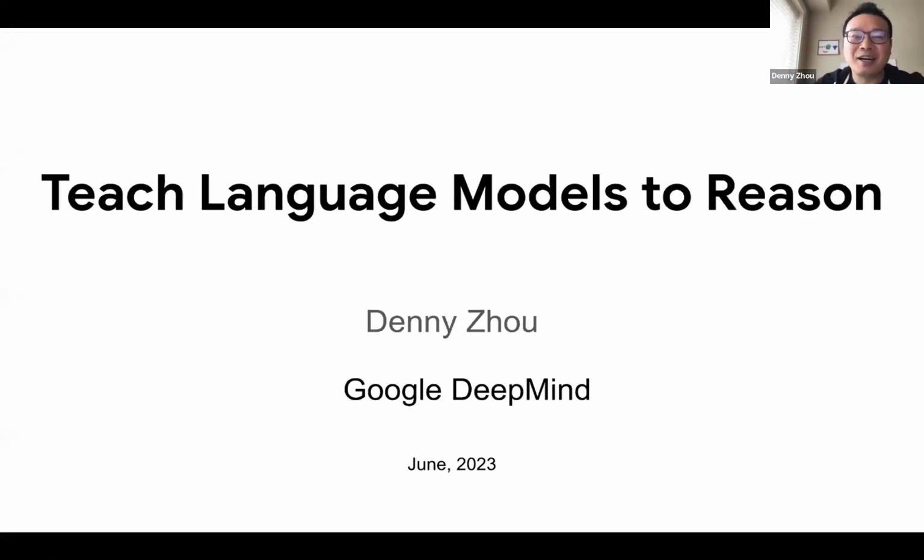All right. Hello, everyone. I'm Danny, Principal Scientist and Research Director at Google DeepMind. I founded a reasoning team and currently lead it. Today I'm going to talk about teaching language models to reason. Unlike Kaiyang and Ziwei's talks, my talk is text only.